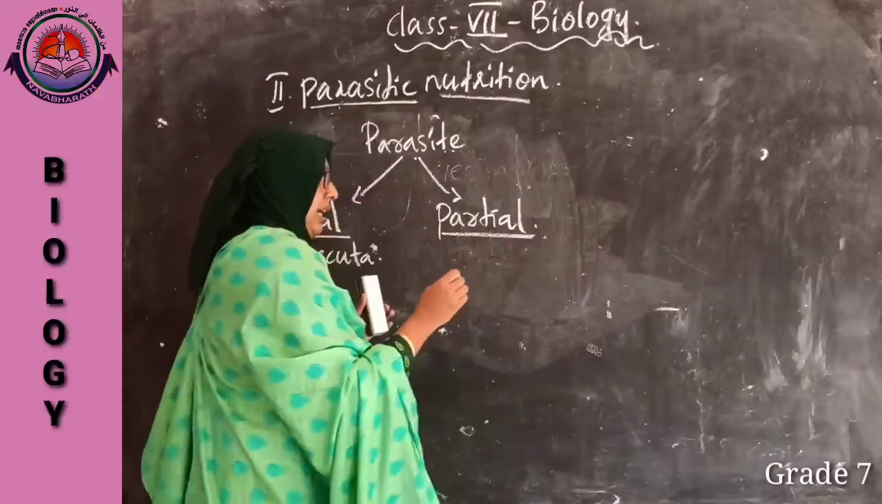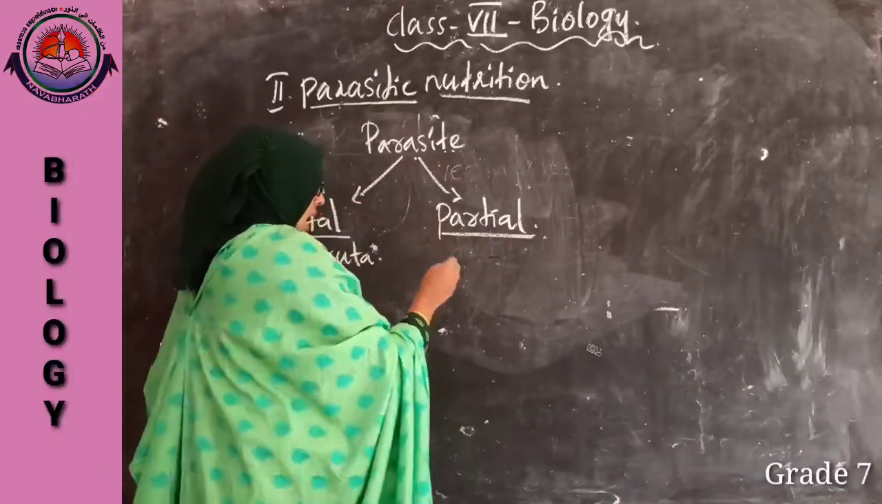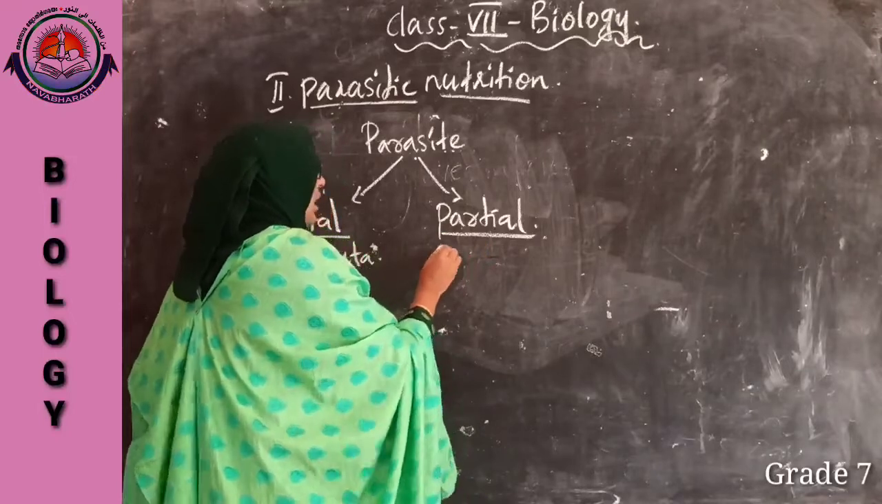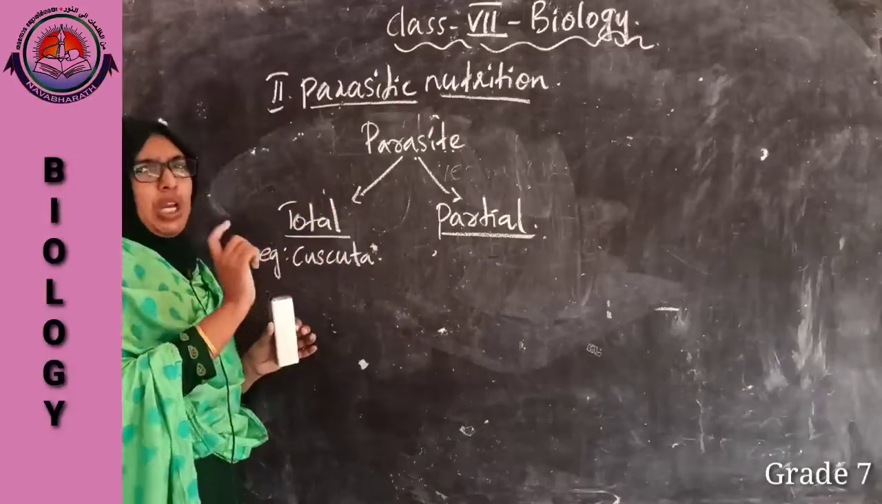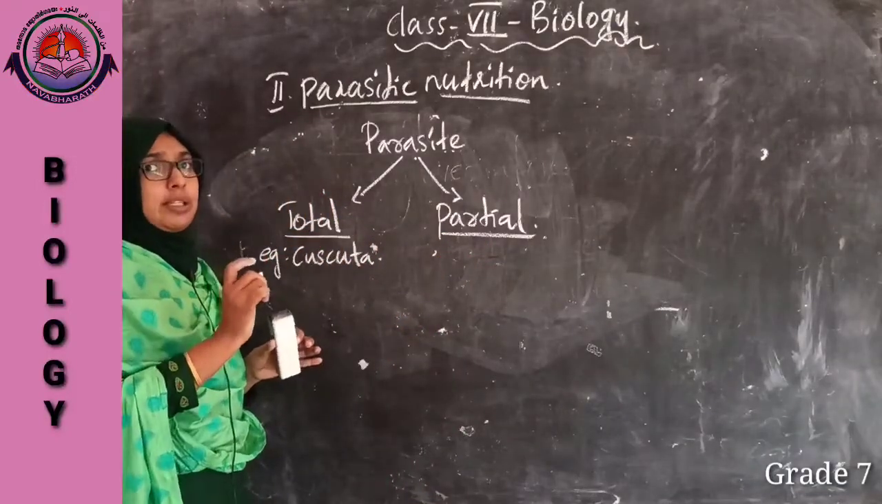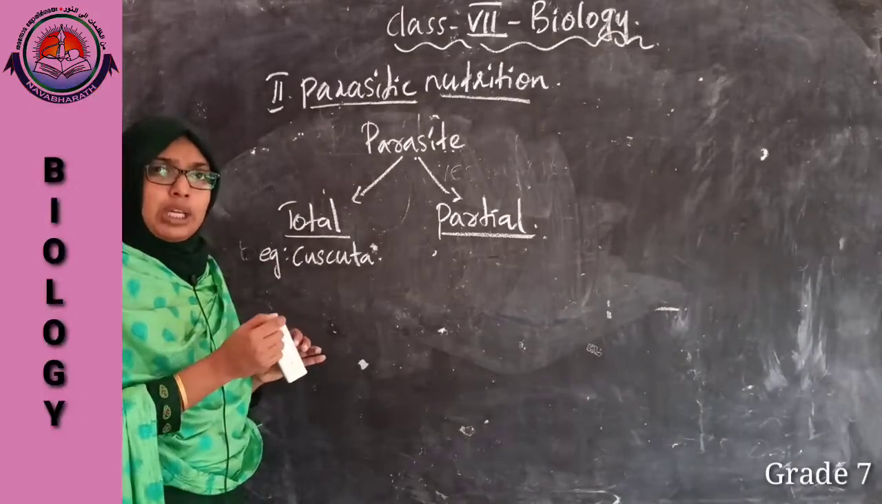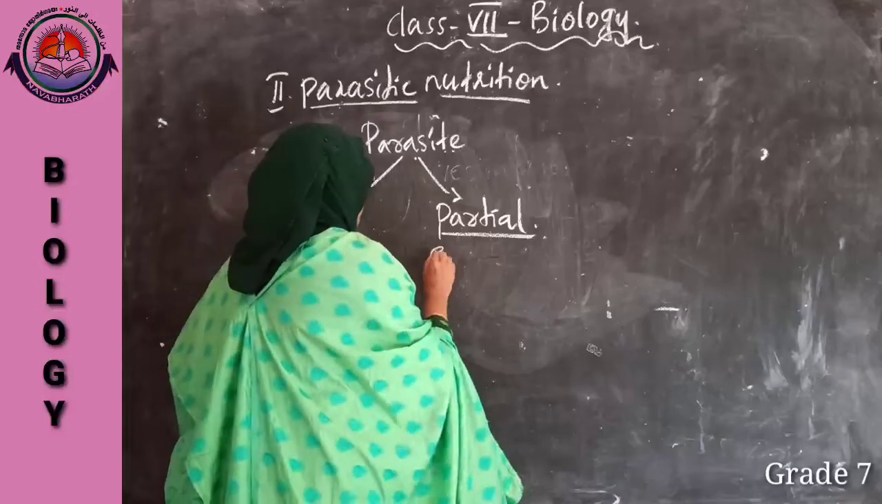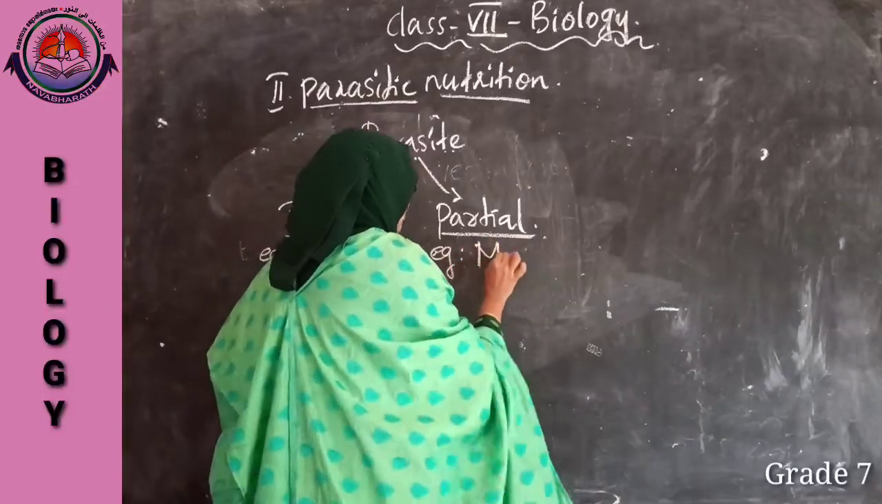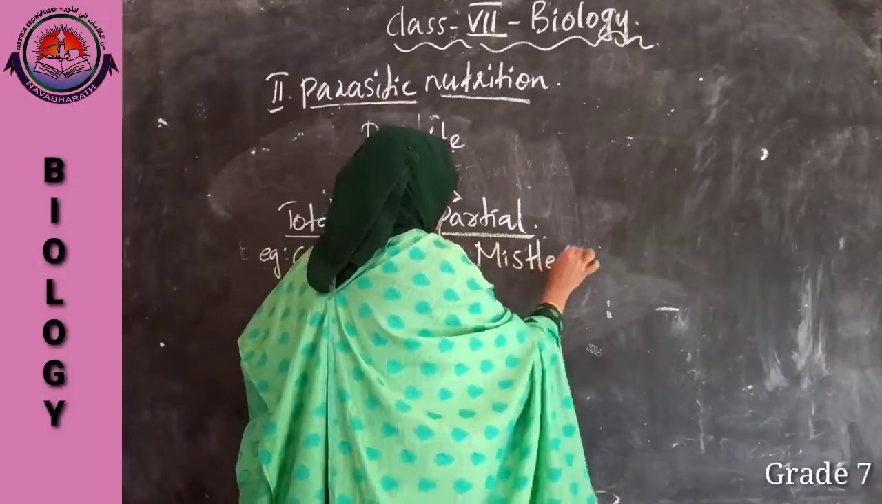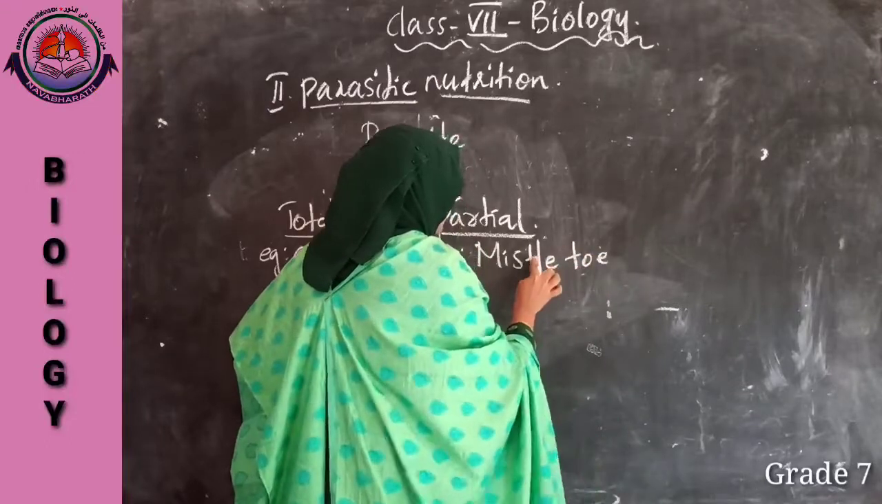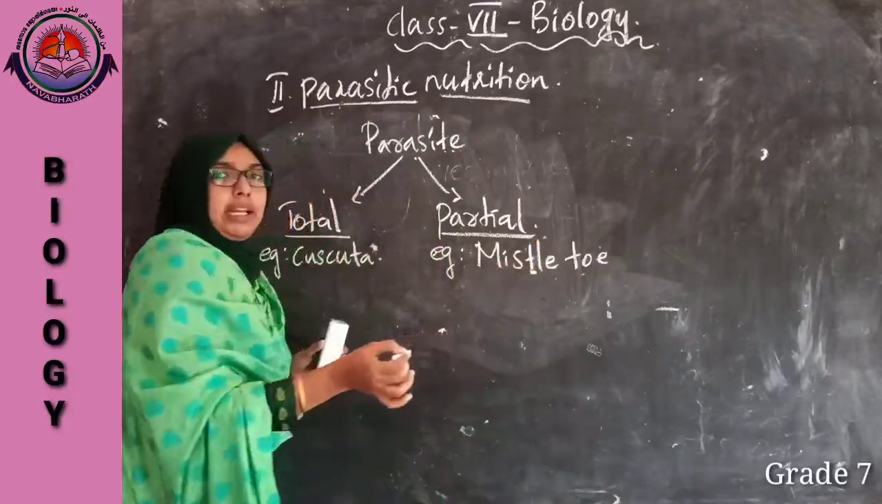Partial parasites, as the name suggests, are those parasites which depend partially on the host organism. How do they depend upon the host organism partially? Let's come to an example. The example is mistletoe. Here the T is silent.